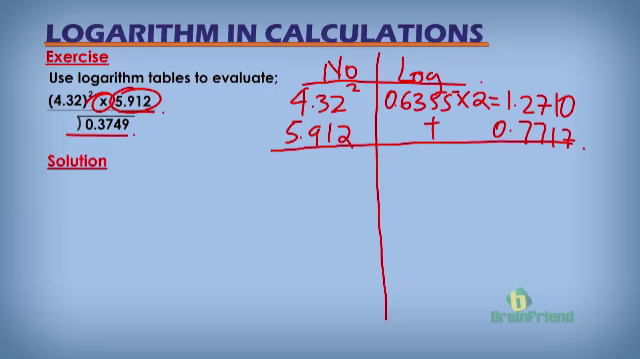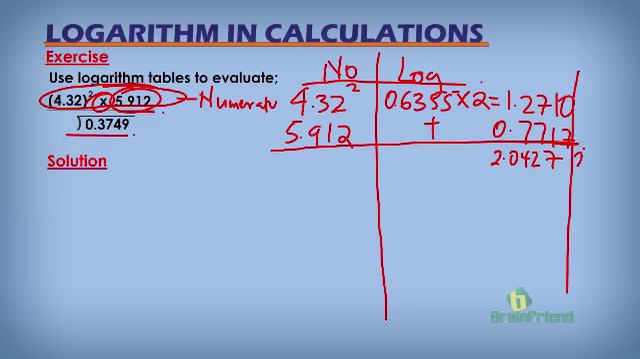Since the operator between both numbers is a multiplier, by the laws of indices, we'll add that up. So we need to add 1.2710 and 0.7717. That, of course, would give us 2.0427. That is the value that we have for our numerator in our question. Let's keep that value down somewhere. So we have 2.0427.